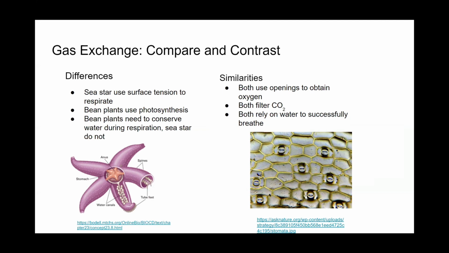Sea stars and bean plants are also very similar in the way that they obtain oxygen. They both use pore-like holes to obtain and regulate water and to filter CO2. They also both rely on water to successfully respirate.